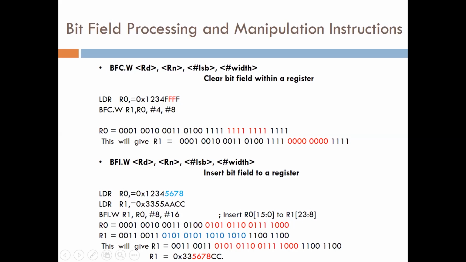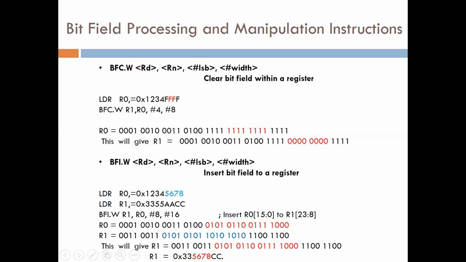So you can see after execution of the instruction, R1 content. This shows the R1 content before execution. Okay. This shows the R1 content after execution. You can see, whatever is highlighted here is the replaced value from R0 register. Okay. You can understand, right? From 0th position till 15th, because it's specified as 16. So 16 bits will be copied and it will be inserted from the 8th bit position of R1, and this will be the execution after BFI instruction is executed.